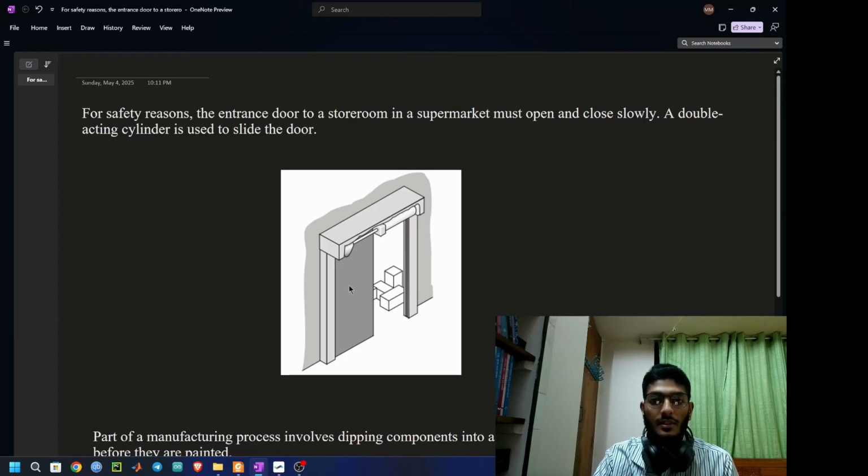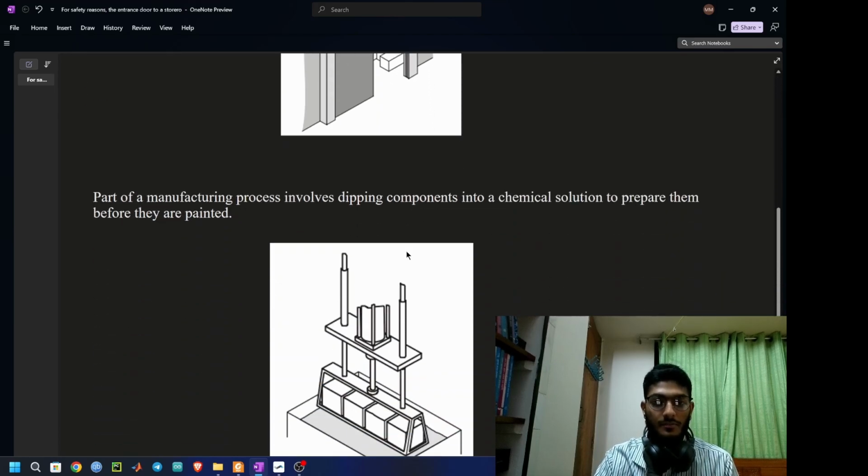So I have this picture. This is a door and this is the cylinder. When the cylinder extends, the door will open or it closes, whichever I prefer. And if the cylinder retracts, the door closes. So this is the mechanism.